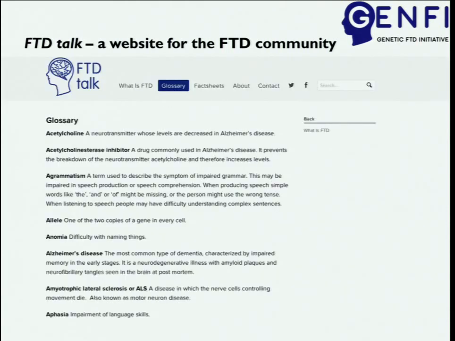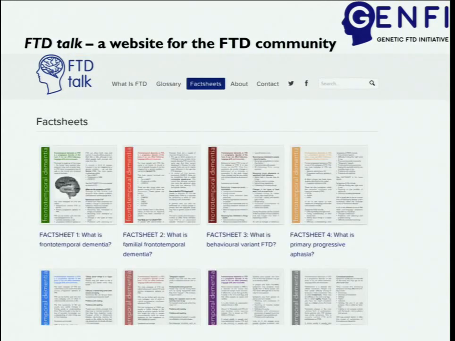There's a glossary of terms. We talk about all these funny terms. What do they all mean? So there's a lay introduction to what all those words actually mean. What do we mean when we talk about tau and TDP43? What's a gene? What's DNA? All of those things are on the website. And lastly, there are some fact sheets about diseases. There are fact sheets about FTD in general, but also about all the different subtypes, some other conditions, treatments, and other things.